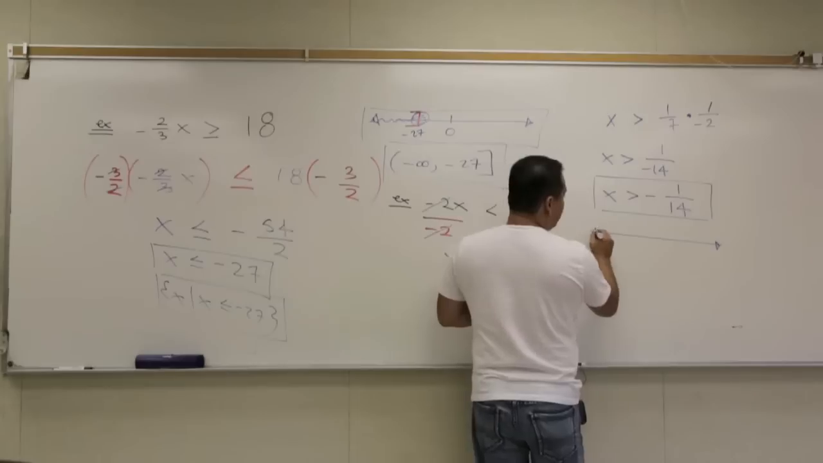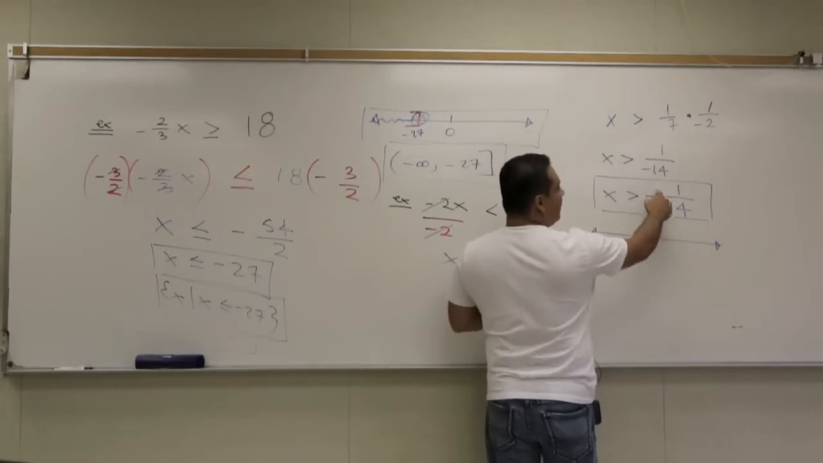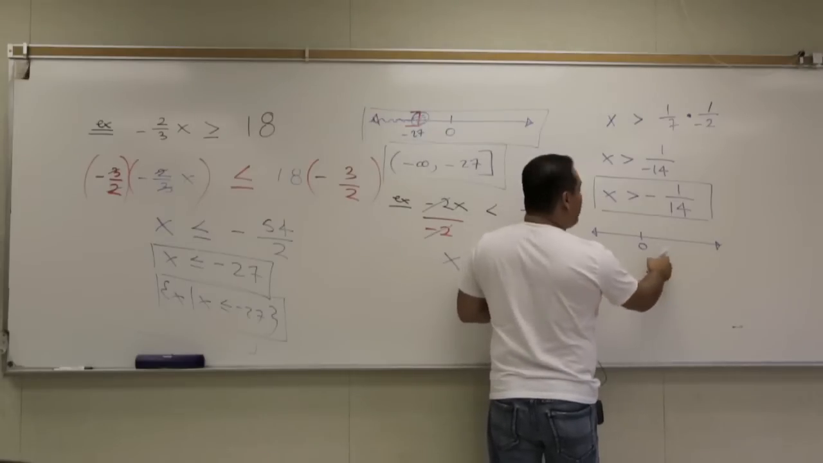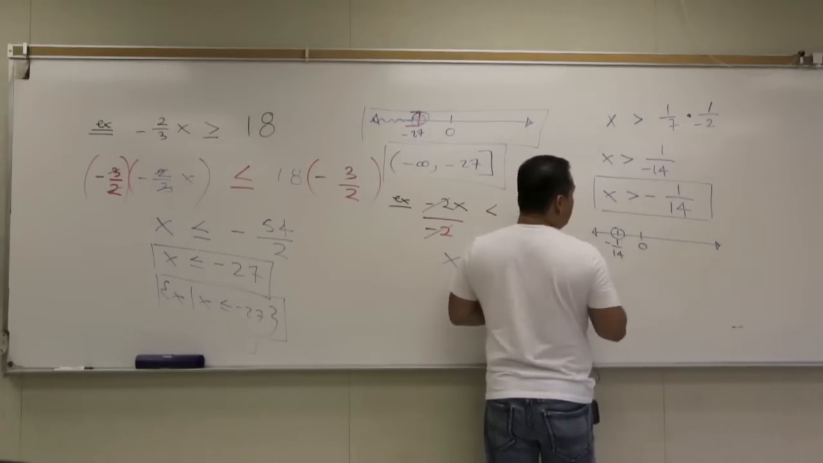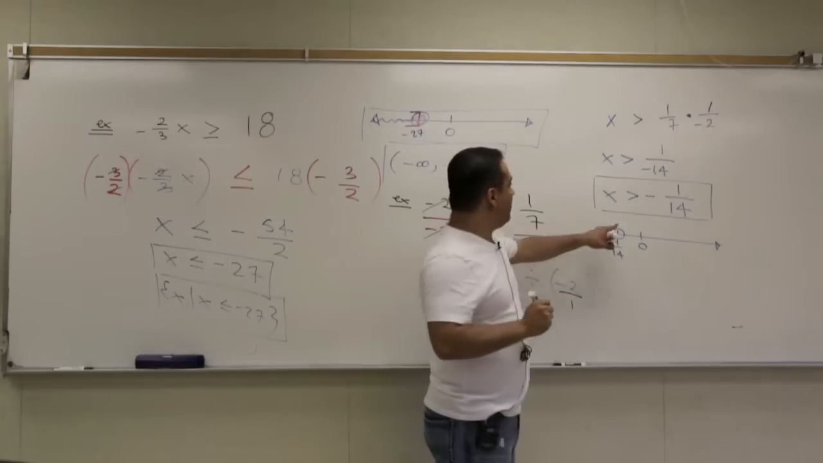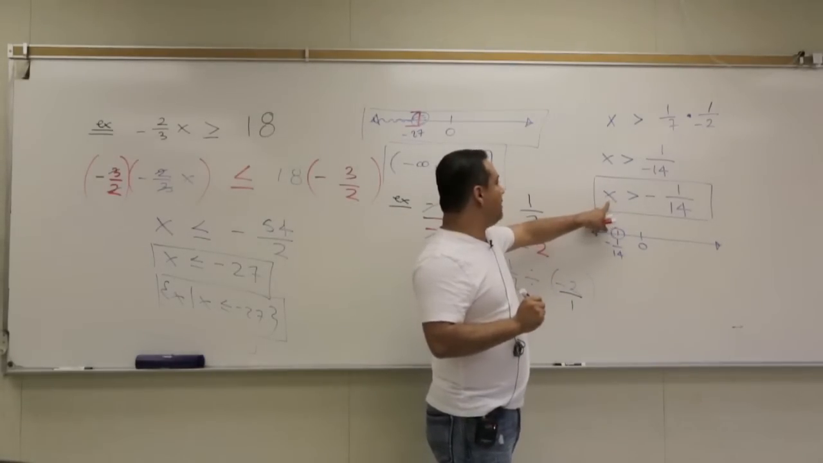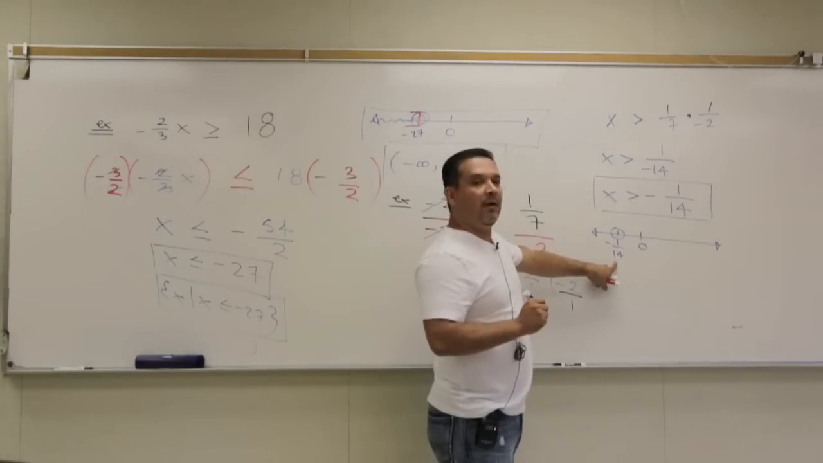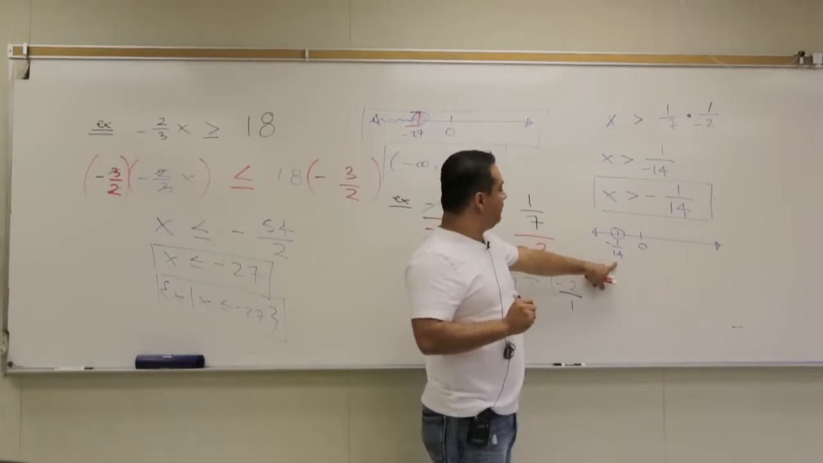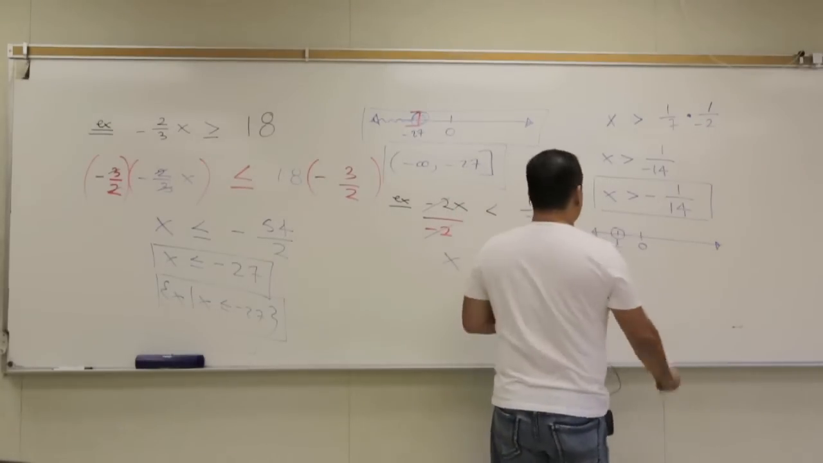Let's write the graph. 0's in the middle. -1 over 14, where's that at? To the left or to the right? -1 over 14. Now, what do you guys know? We're describing numbers that are what? Greater. Greater than this number. Numbers that are greater live where? To the right or to the left? Right.